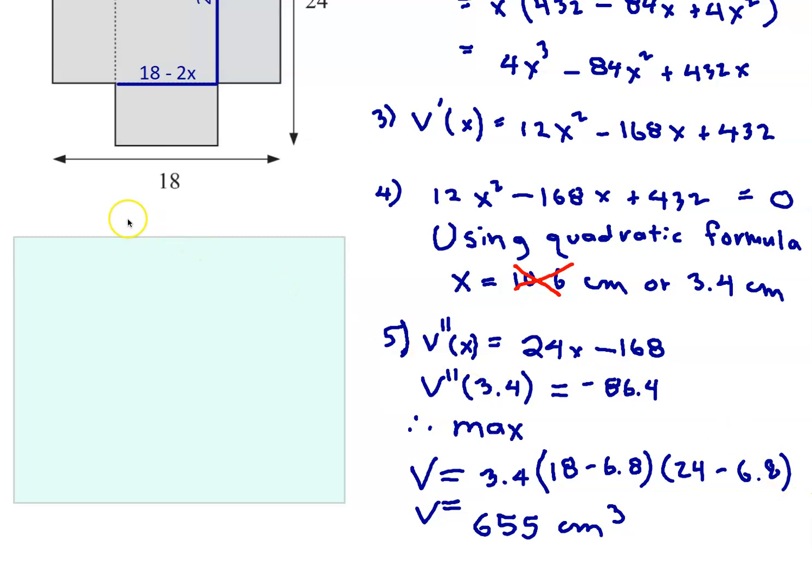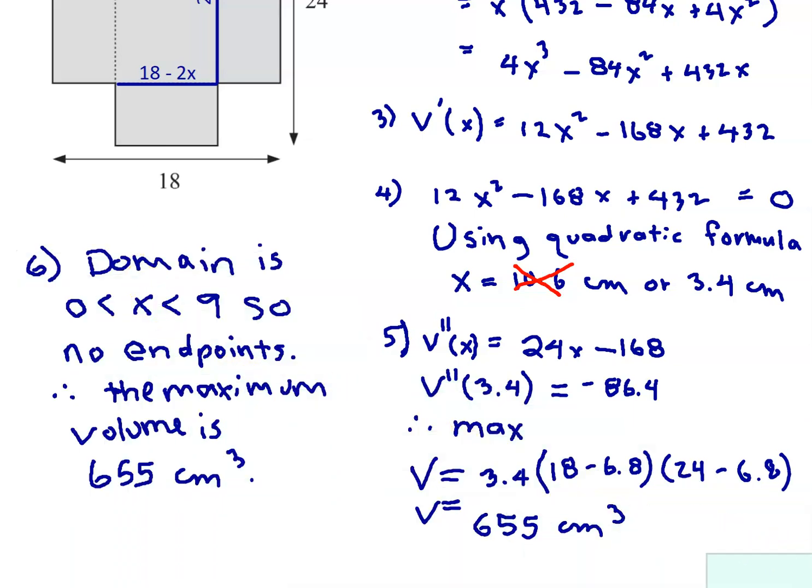Now the last step is to check the endpoints, but in this case there aren't any endpoints because the domain is between 0 and 9. Because if x equals 0 means you haven't cut out any corners at all, and if x equals 9, basically it means you don't have any height left whatsoever. So therefore there aren't any endpoints, and therefore we can say the maximum volume would be 655 cubic centimeters, and we obtained that by cutting out squares of size 3.4 centimeters.